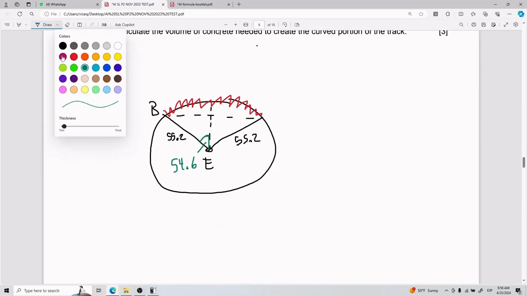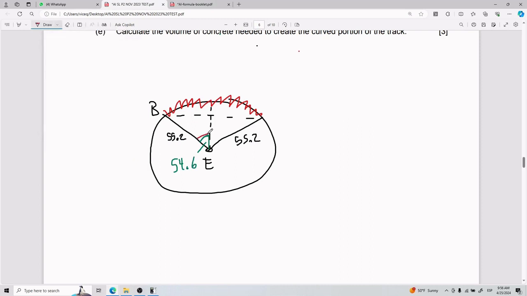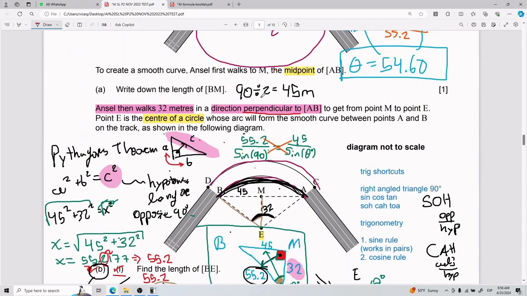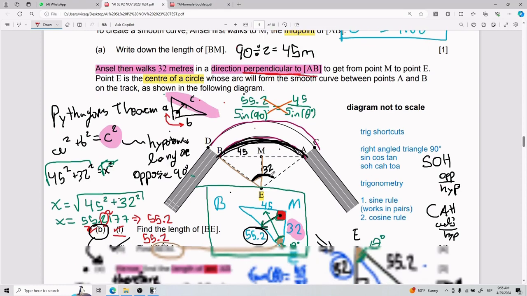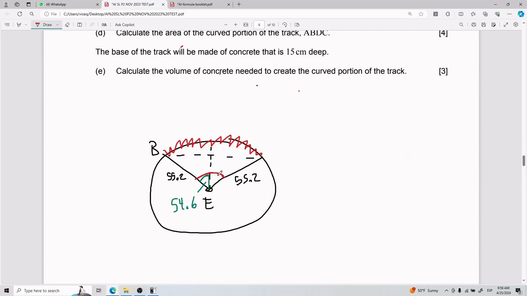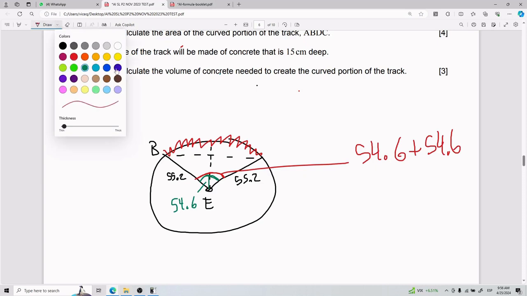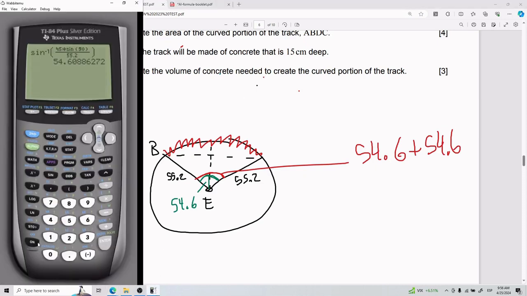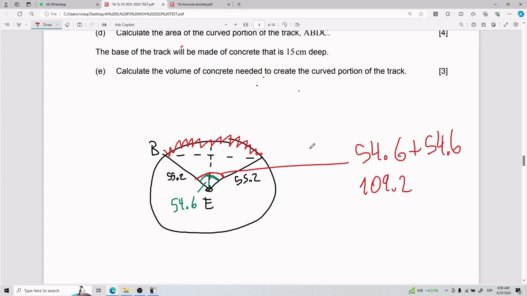And so the length of the arc that you're trying to find that's in red means that you need this whole angle. And so from here it's pretty standard because Ansel walked in a direction perpendicular to AB. That means that these triangles are pretty much perfectly the same, okay? And so this angle in red is actually going to be 54.6 plus 54.6 because technically this green angle here is the same one. And so the big angle in red, which is what we want, is going to be 54.6 plus 54.6. So the angle in red is 109.2.